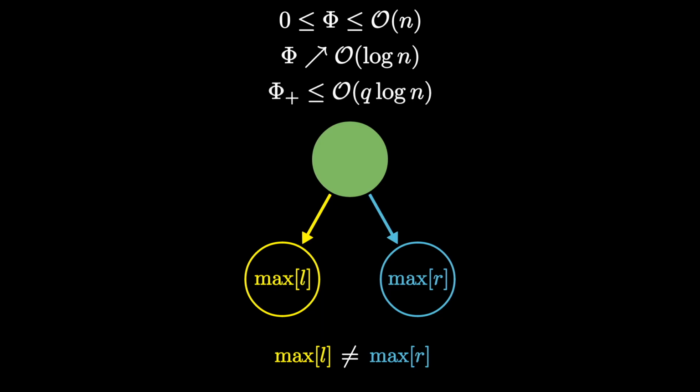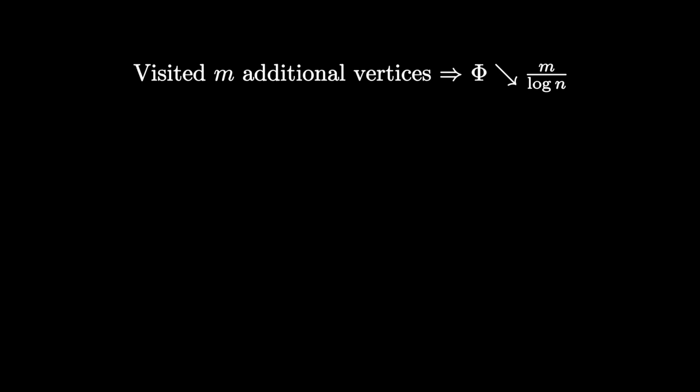Now we will understand how the potential decreases with the min equal operation. We'll prove that if we visited m additional vertices in the min equal operation, then phi will decrease by at least m divided by log n. This may seem weird, but in other words, if the potential decreases by k, then we will visit at most k log n additional vertices. Then the final asymptotics is O of n log n plus q log square n.